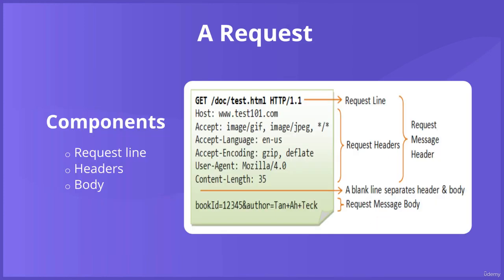Here we'll break down the HTTP request, which consists of several components. First, we have the request line. It contains the HTTP method, the URL of the requested resource, as well as the HTTP version. Second, headers provide additional information about the request, such as the user agent, content type, and accepted languages. Third, we've got the body, which happens to be optional, and this contains data sent to the server, typically used in POST requests.